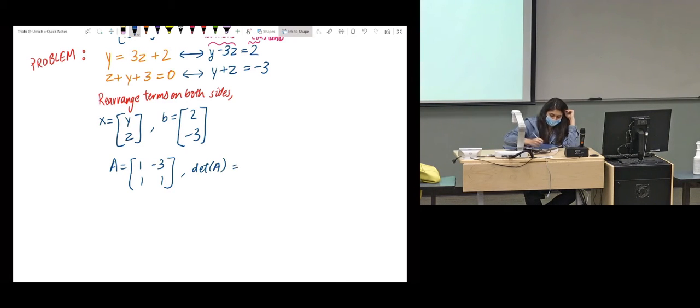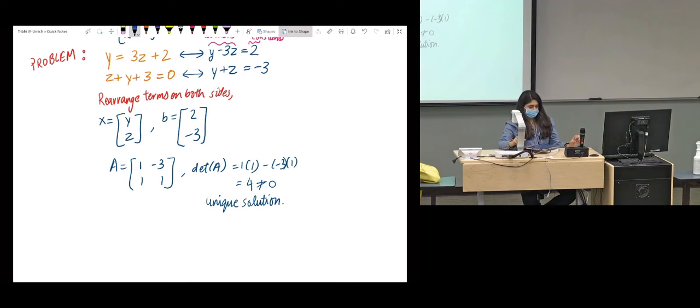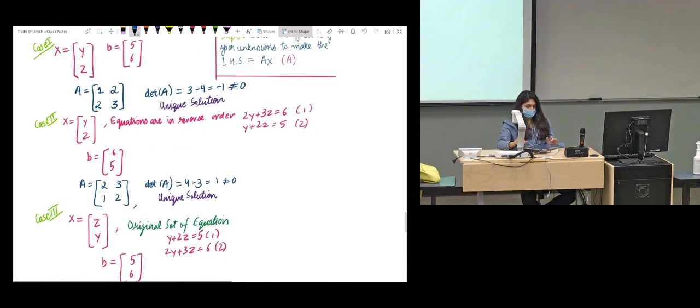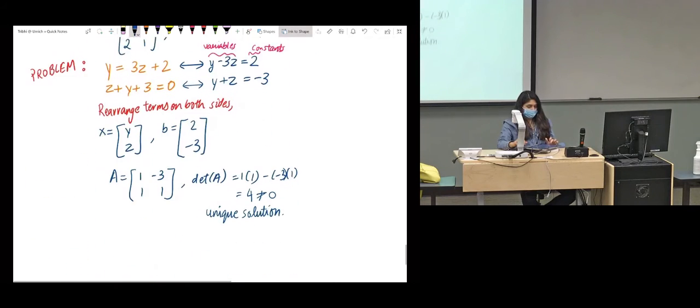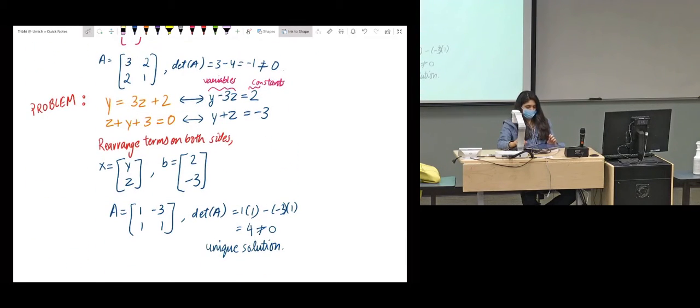And then the determinant of A is 1 times this term, minus of minus 3 times 1, which is equal to 4, is not 0, and we have a unique solution. Okay, now you could do all the 4 things on this one as well. You're going to get the same answer, which is that the solution is unique.